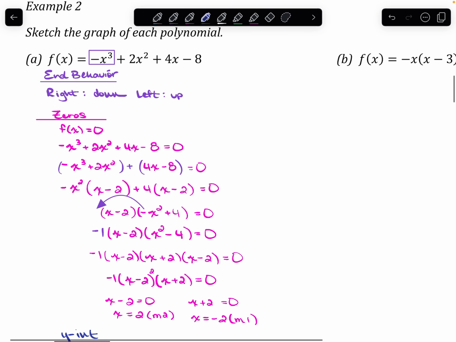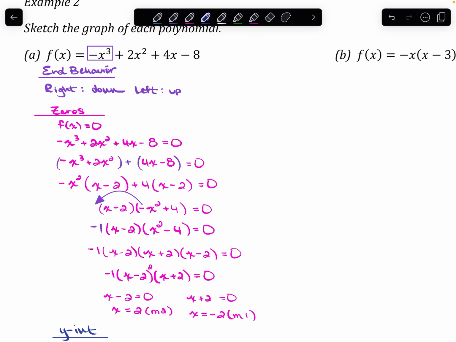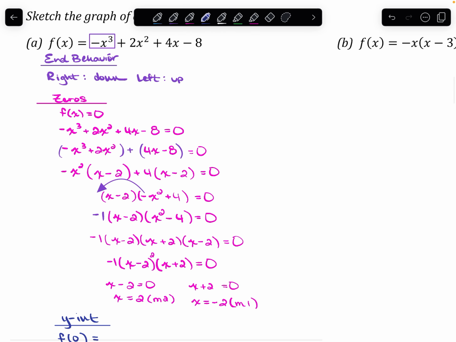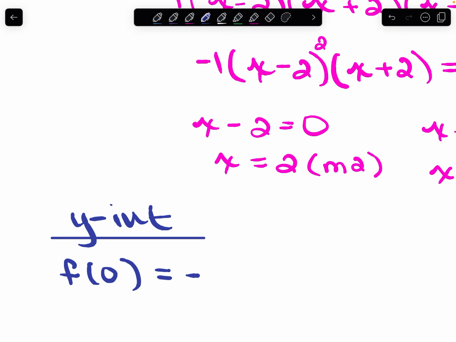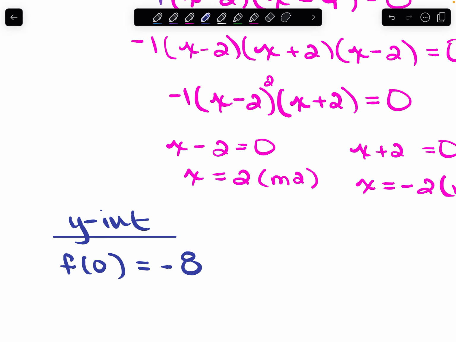So if we go back up, I like to use the original form of your polynomial from one of the last couple of sections. Remember, if your polynomial is in standard form, then your y-intercept is the constant value because everything else is going to zero out. So we're just going to be left with the constant term, which is negative 8. So f of 0 is negative 8.